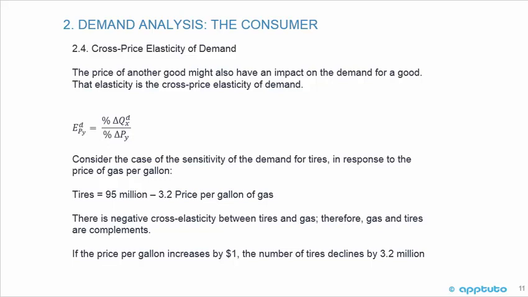So how does that work? Just put it in terms of common sense. If the price of gas goes down, people travel more. They're taking summer holidays. When they're traveling more, they need to replace their tires. So this is an example of a cross-price elasticity of demand, where if the price of gas goes down, then the number of tires is going to increase. So if the price per gallon increases by $1, then the number of tires is going to decline by 3.2 million.